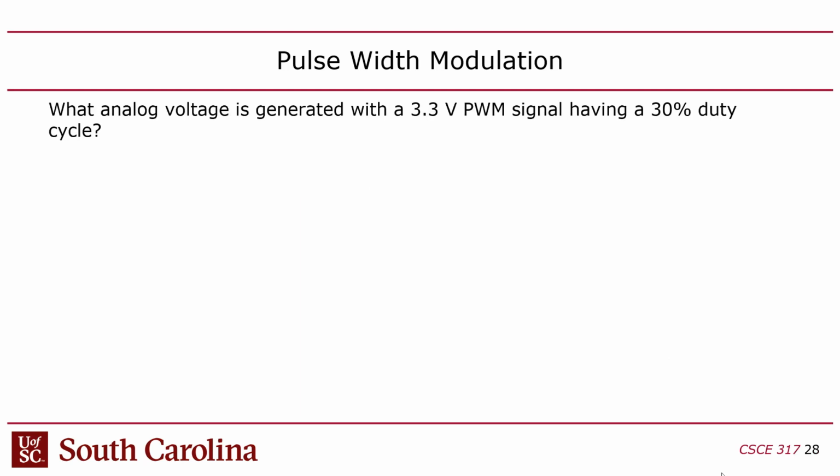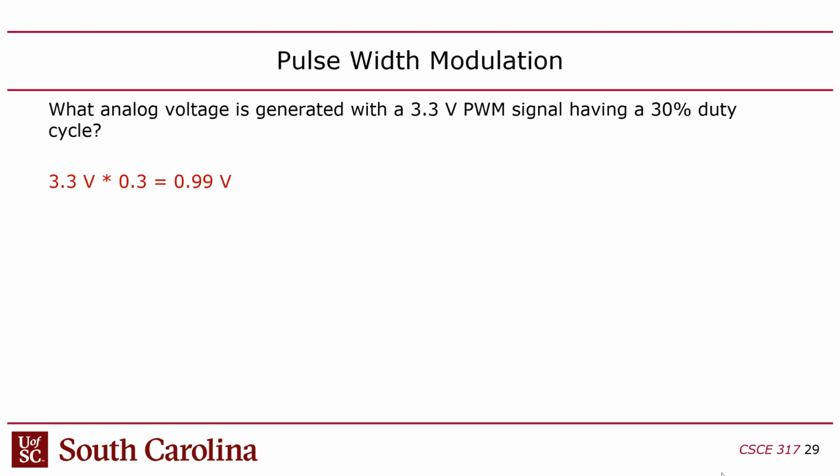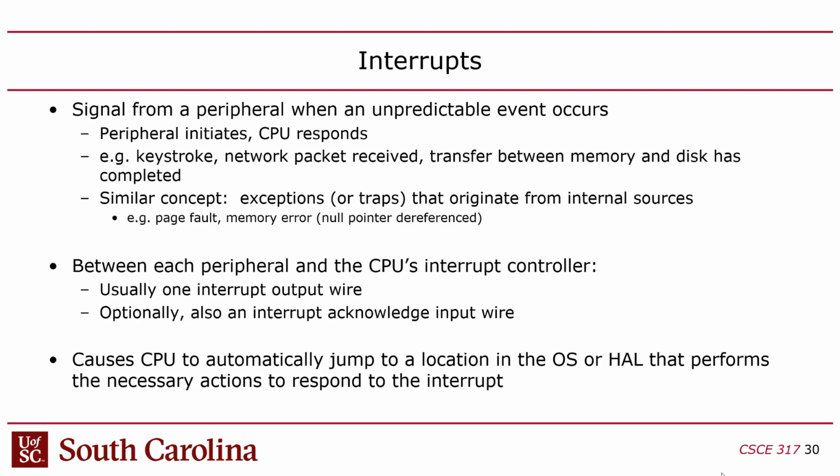Okay, so anyway, question. What analog voltage is generated from a 3.3 volt PWM signal? 3.3 volts referring to the high voltage level, right? If the high voltage is 3.3 and the low voltage is 0, and you have a 30% duty cycle, then the answer is 3.3 times 0.3. It's 30% of your high voltage, right? So you end up with 0.99 volts effective, right? Okay, so that's all there is to PWMs.